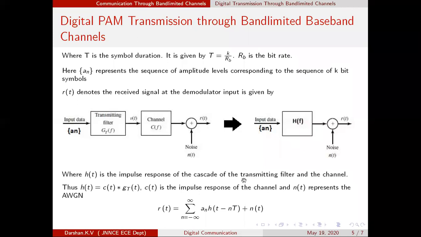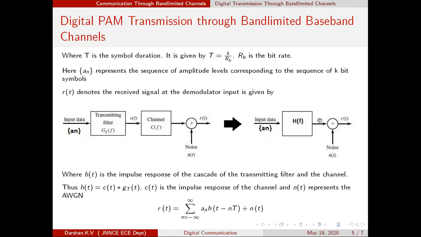So what is this block? It is nothing but a cascade of the transmitting filter and the channel. Therefore, r of t is equal to the output of this block, h of t, plus the noise. So what would be the output over here? Here, just observe the mouse pointer. What would be the output of the cascaded block?